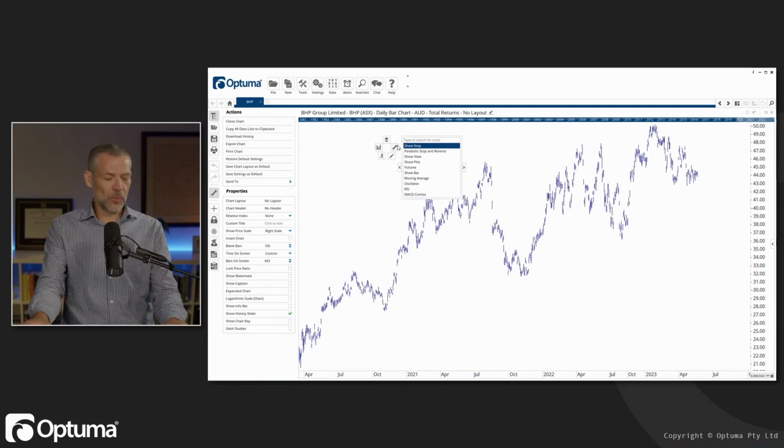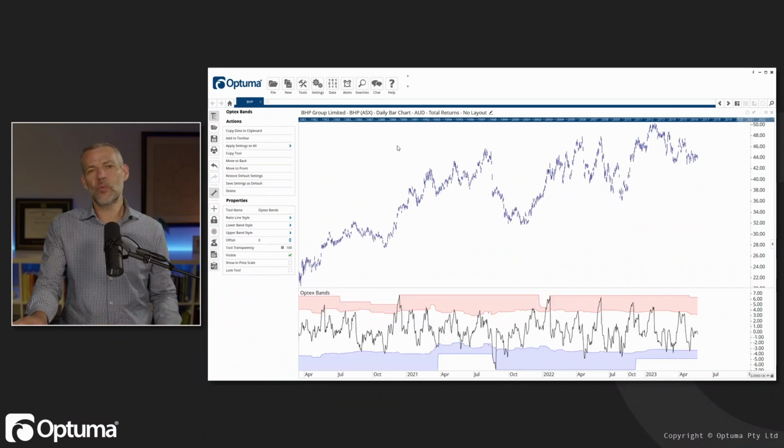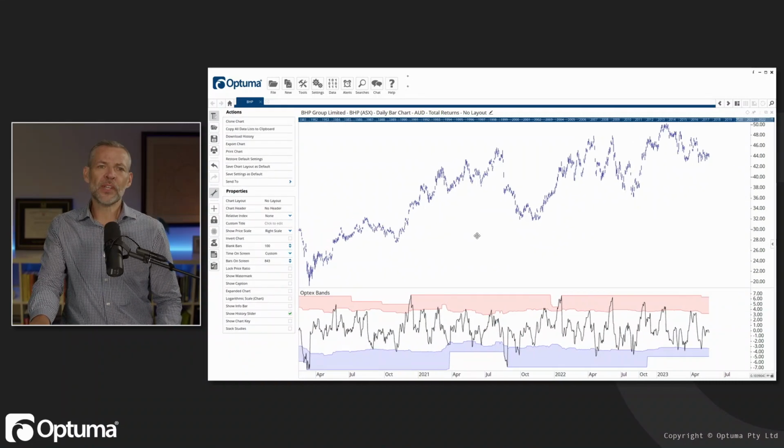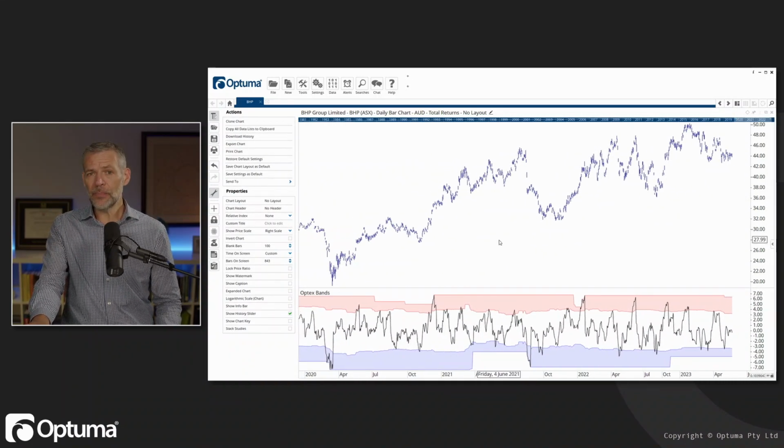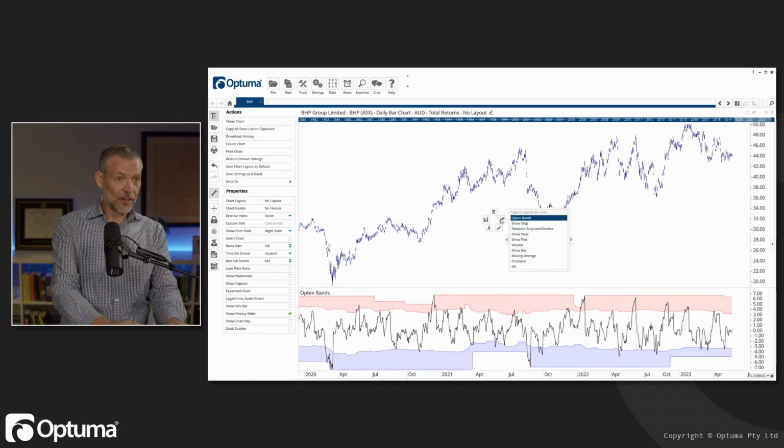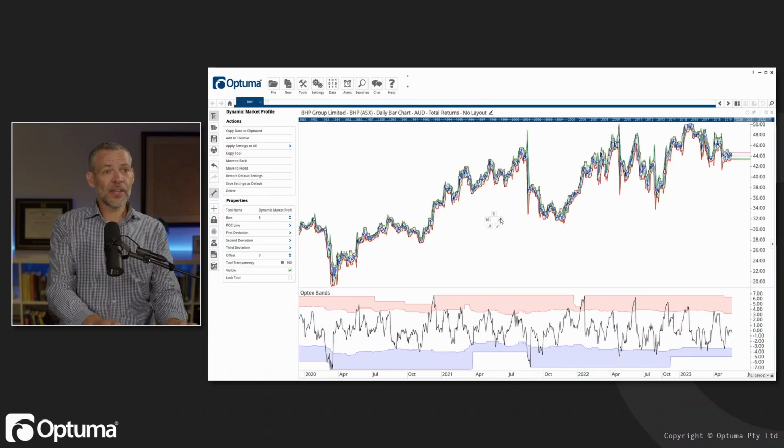Now, one of the things worth talking about is Optex Bands. This is a unique indicator that we created at Optuma. It's based on market profile, which Peter Steidlmayer, a CBOT trader, created in the 1980s. Every day he would create a profile of the day, and that would give him turning points for the following day. I wanted to see if we could make it into an indicator, which we did, and we called it the dynamic market profile.